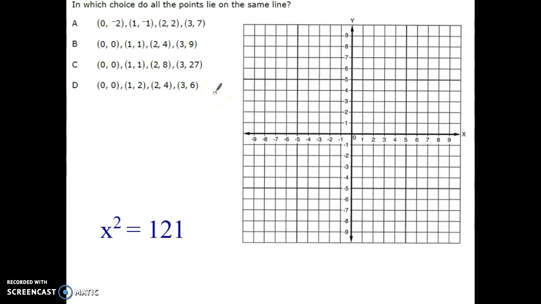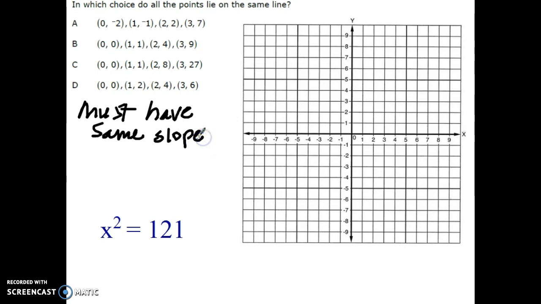Okay, it says, in which choice do all the points lie on the same line? This is the concept of being linear, which means that in order to lie on the same line, you have to have the same slope. I should be writing while I'm talking, so that the whole time I'm writing is not quiet. So you have to have the same slope, which means the rate of change in y over the change in x has to be the same. So we can graph these points and see.